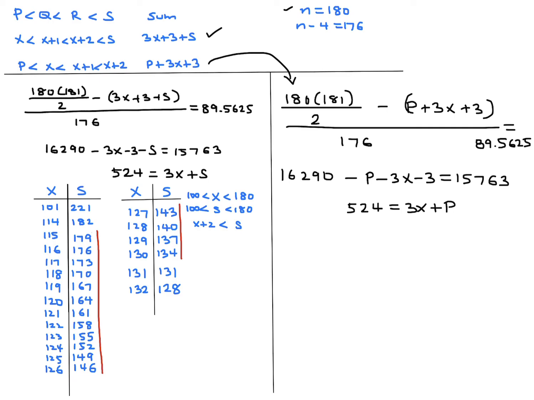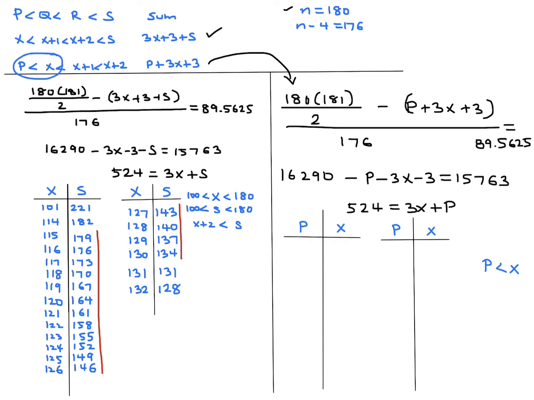So now again, let's make a table. Before we start filling out the table, let's talk about our parameters. The parameters are very similar, but the big one here is that p has to be less than x, as you can see right here. The same kind of story: x is between 100 probably and 180, and p, same thing, at least for now. But p has to be less than x.